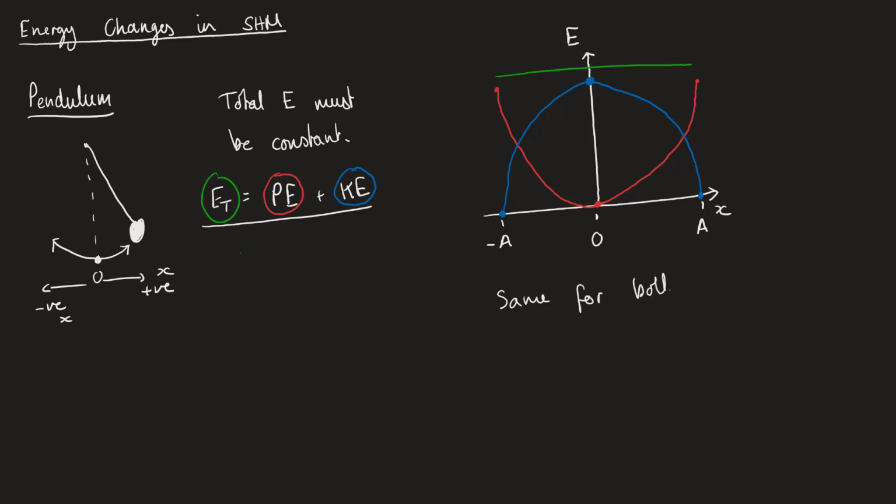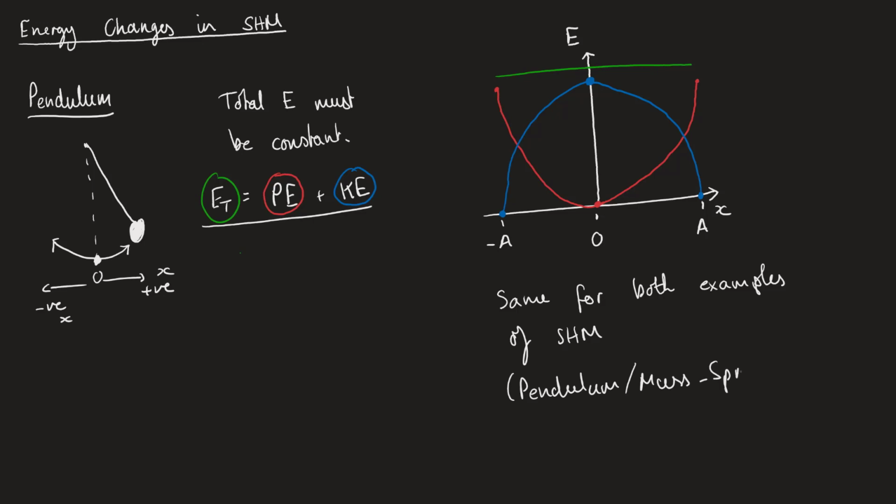Okay, so we have a maximum kinetic energy when we pass the equilibrium position, and we have minimum at either maximum. And then the opposite for potential energy: we have a minimum at the equilibrium position because we're at the lowest point, and we have a maximum when we're at the amplitudes because we're at the highest point. So it's the same for both examples, I should say. And by both examples of SHM, I mean the pendulum and mass spring system.